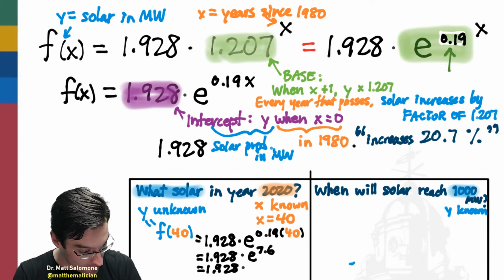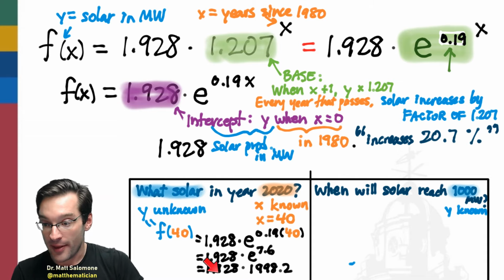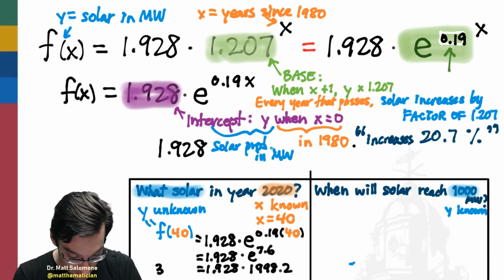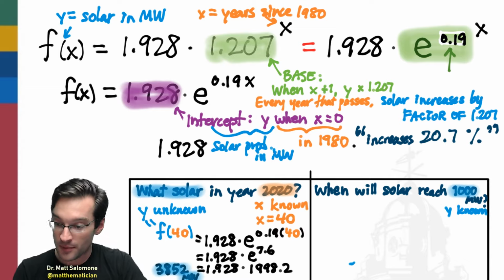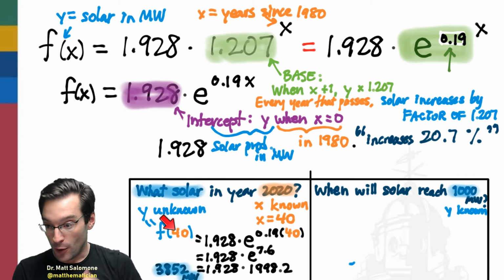So it becomes gigantic, 1998.2. And then I just need to multiply that by 1.928. And so roughly the value that I'm getting here is 3,852. And then that would be measured in megawatts, because those are the units of my y value. Okay, so for that, all I had to do was evaluate my function for an x value that I know. So that's pretty straightforward, right? We didn't have to do any algebra to do this.